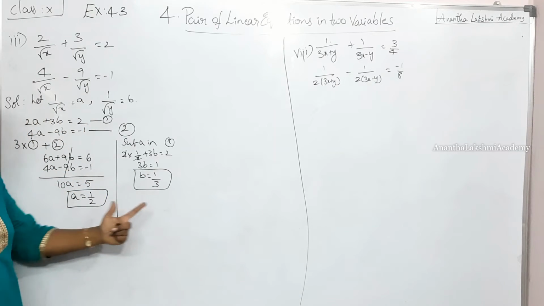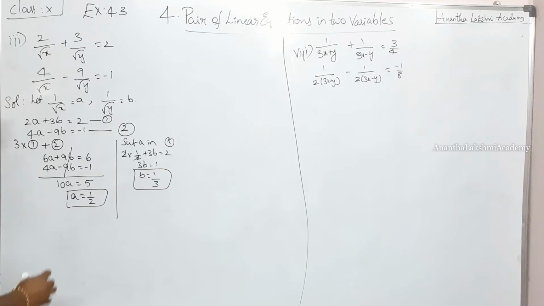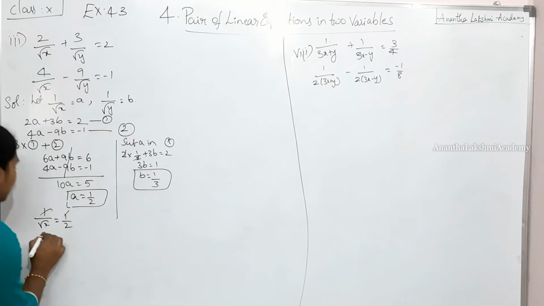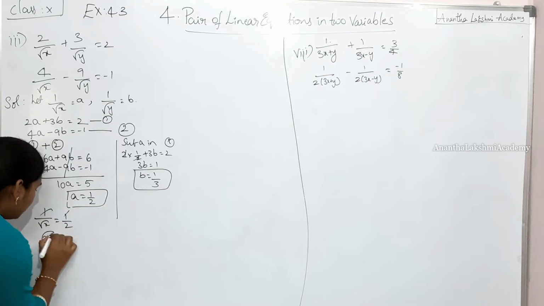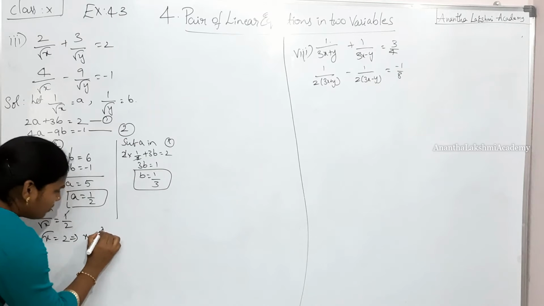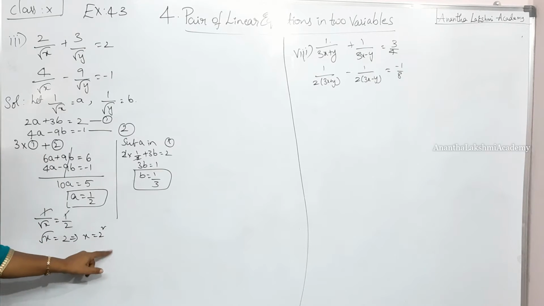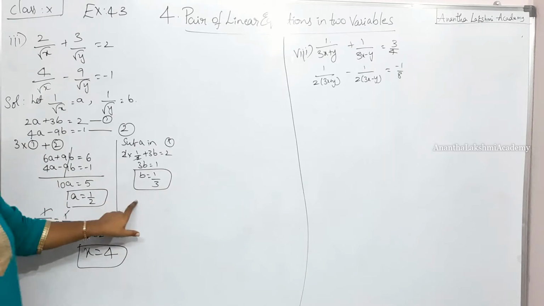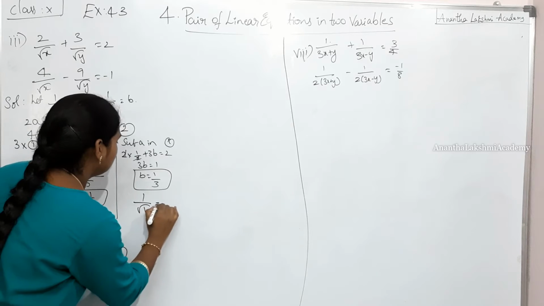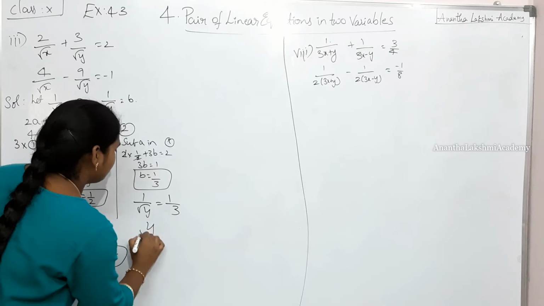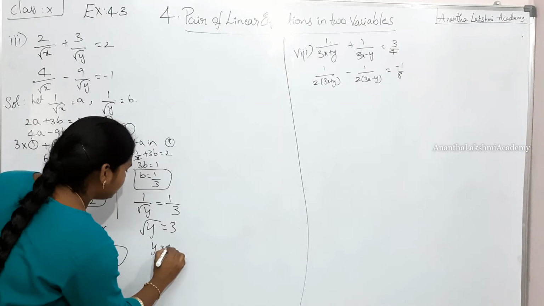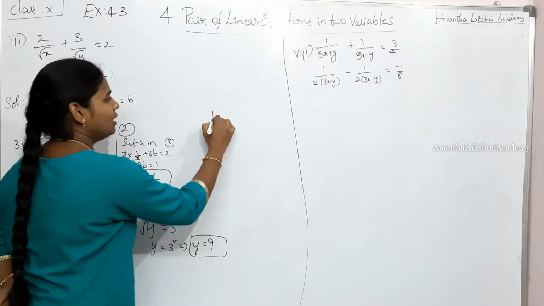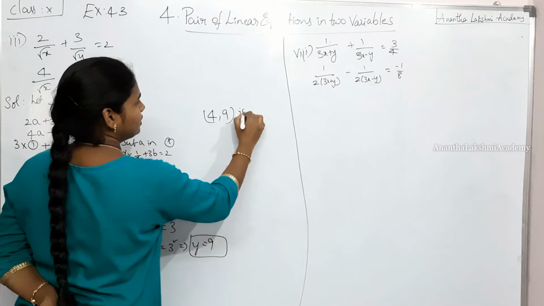Now that you got the value of a and b, what is a? 1 by root x. So 1 by root x is equal to 1 by 2. Numerator gets cancelled. Root x is equal to 2. So x is equal to 2 square. When the square root goes on the other side, it becomes the square. So x is equal to 4. The same, 1 by root y is equal to 1 by 3. Root y is equal to 3. Y is equal to 3 square, which is nothing but y is equal to 9. So what is the solution? 4 comma 9 is the solution.